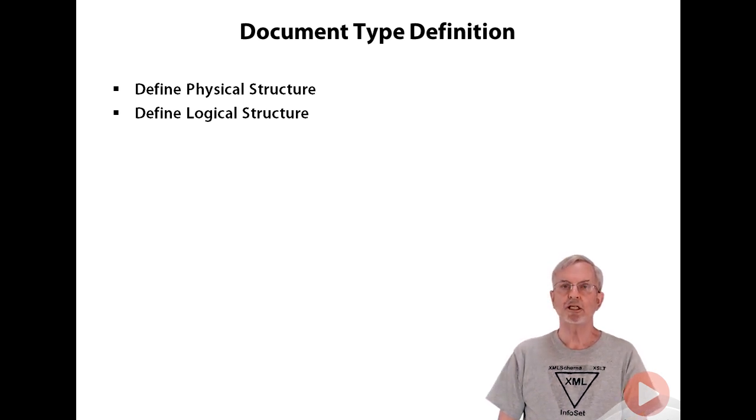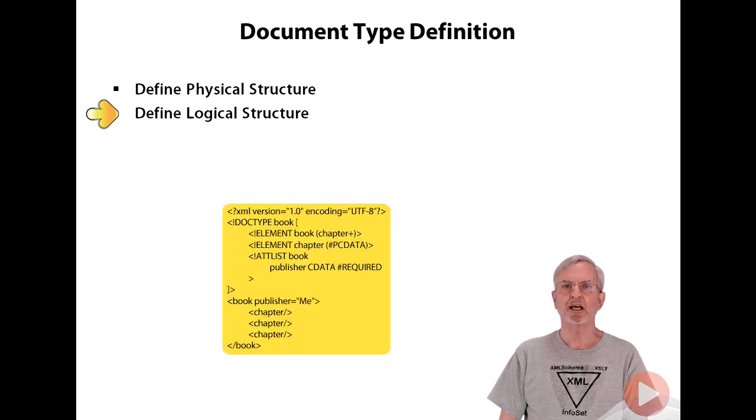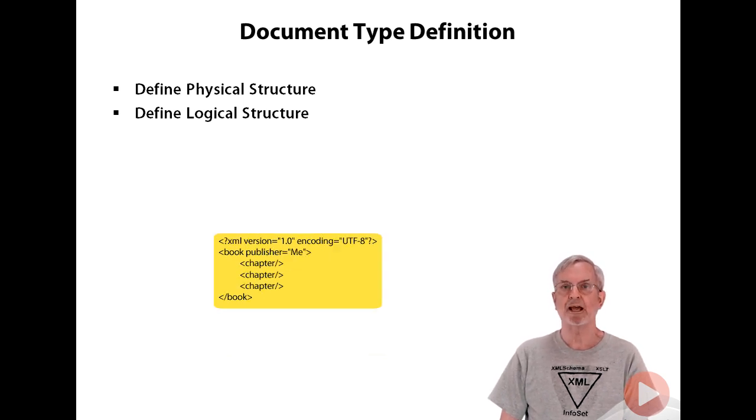You can use the DTD to define the logical structure of an XML document. The logical structure of an XML document is all of the elements and attributes that it contains. So it can say things like a book element must have a publisher attribute and contain chapter elements. It's really the type part of document type definition because it defines the type of the XML document you're working with. However, an XML document can be free-formed. It doesn't have to have its logical structure defined within a DTD.